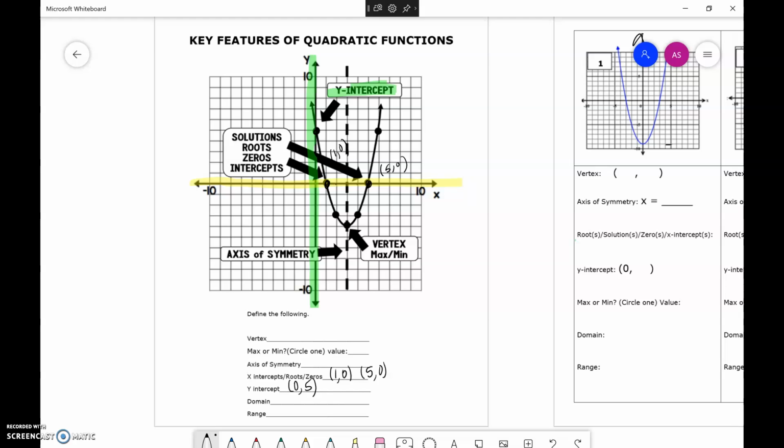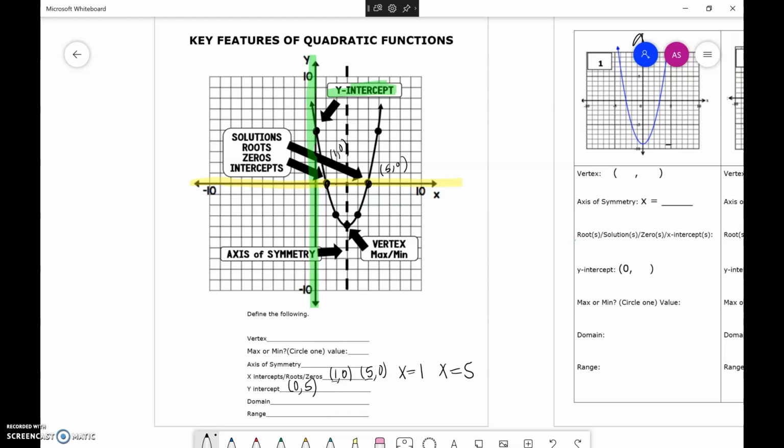Okay, these points are also called our solutions, roots, and zeros. So if I have a solution, I'll just write x equals 1 and x equals 5. Okay. If they ask for the roots, that's just going to be my intercepts. And then for my zeros, it's just going to be that x value only. So 1 and 5. Okay.